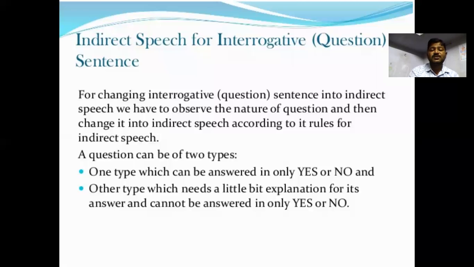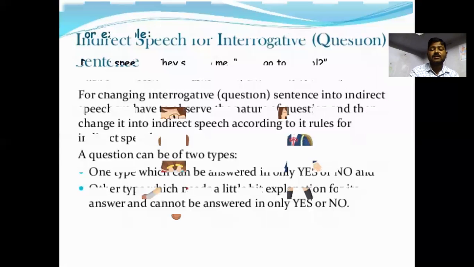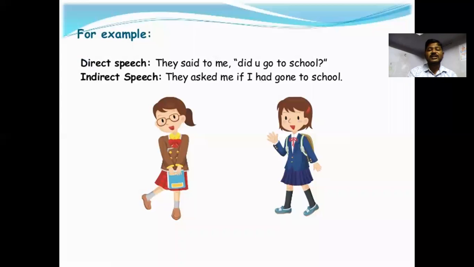Now for indirect speech and interrogative sentences, the indirect speech observes the nature of the questions and changes according to the rules. There is one type which can be answered in only yes or no, and another type which needs a little explanation and cannot be answered in yes or no. Look at the sentence. Direct speech: they said to me, did you go to school? They asked me if I had gone to school.